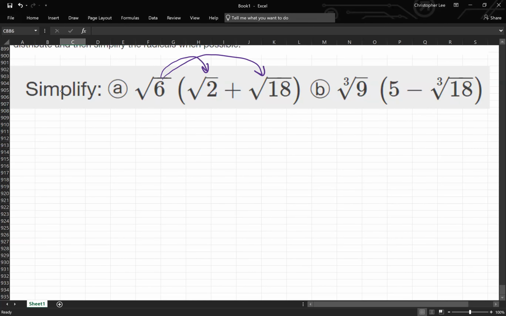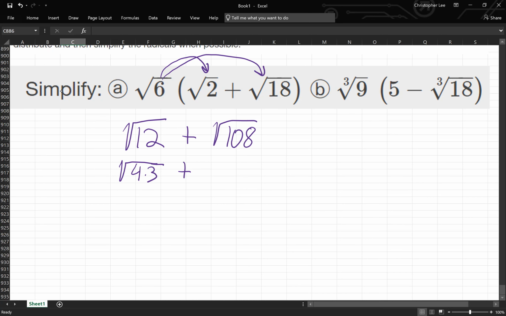So square root 6 times square root 2, that becomes what? Square root 12 plus square root 6 times square root of 18, which is square root 108, right? And then now we can simplify these radicals. So square root of 12 is square root 4 times 3, right? And then square root of 108 is what?